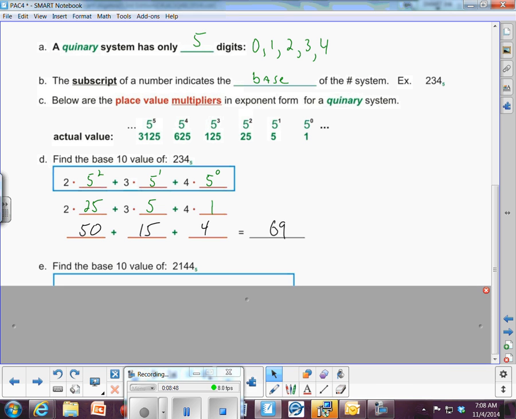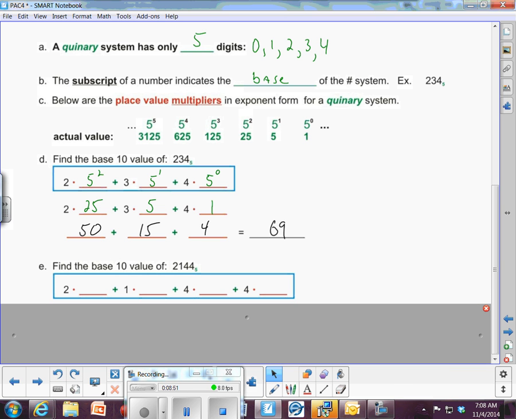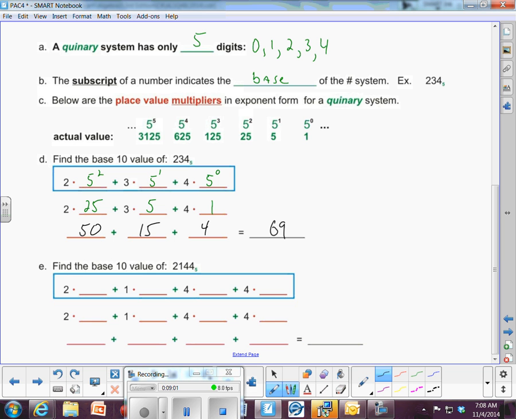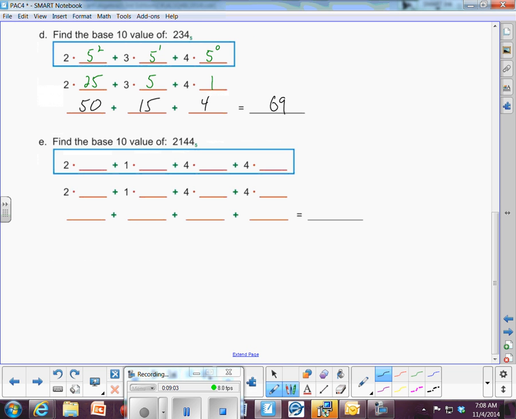Let's do another one. This time we have the number 2144 base 5. And let me get this higher up on my screen. Okay, we're going to start the exact same way. Can you do it? Pause the tape right now if you want to do it yourself, and we'll come back and see if you've got it correct.